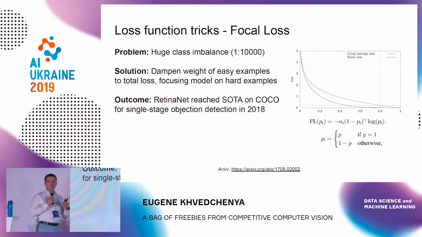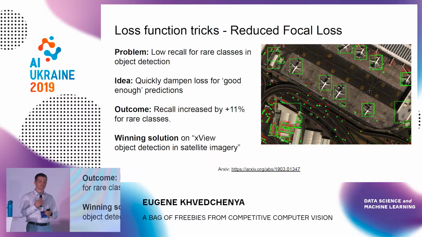For instance, there was a competition on segmenting X-ray images to detect pneumothorax disease, where the number of actually positive pixels was really low, maybe 100 or 200 pixels out of the 1,000 pixel image. And in this case, focal loss helped the model to converge much better than the classical cross entropy.